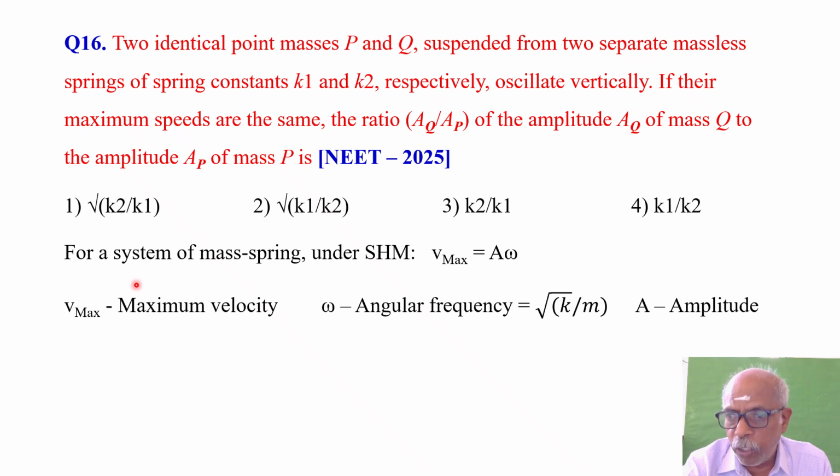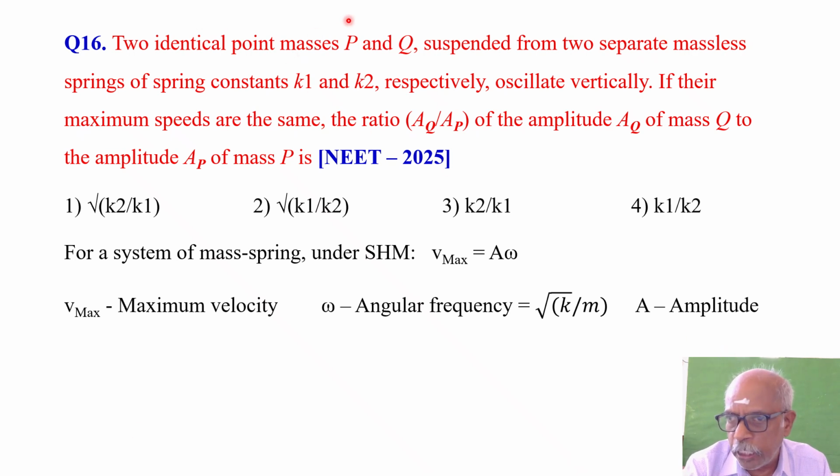For a mass-spring system under simple harmonic motion, shortly called SHM, Vmax is equal to A omega. What is Vmax? The maximum velocity in the simple harmonic motion. What is A? Amplitude. What is omega? Angular frequency, or you can say angular velocity also. The formula for angular frequency is square root of K by M, where K is the spring constant and M is the mass.